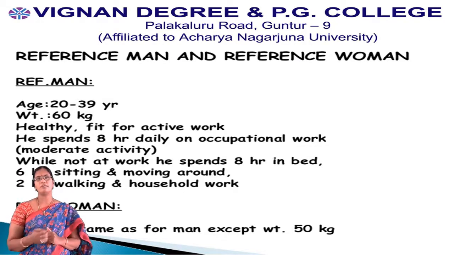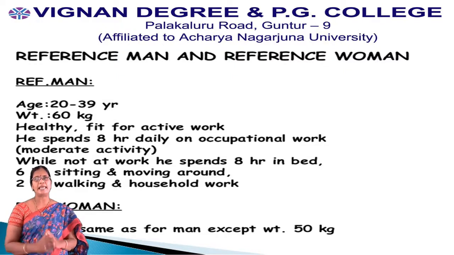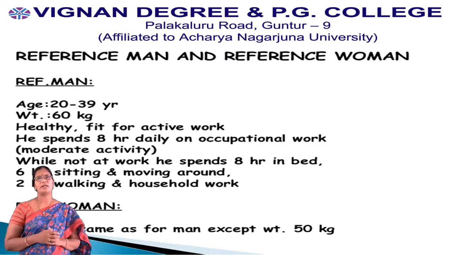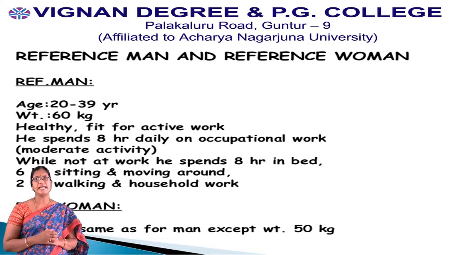Generally, in case of RDA, a term is used, that is reference man and reference woman. So what do you mean by reference man and reference woman in reference to nutrition? A reference man is a man whose age lies between 20 to 39 years and his weight should be 60 kgs and he is healthy and he is in a condition to do any type of work. That is, he is fit for active work. And generally he spends 8 hours daily on occupational work.